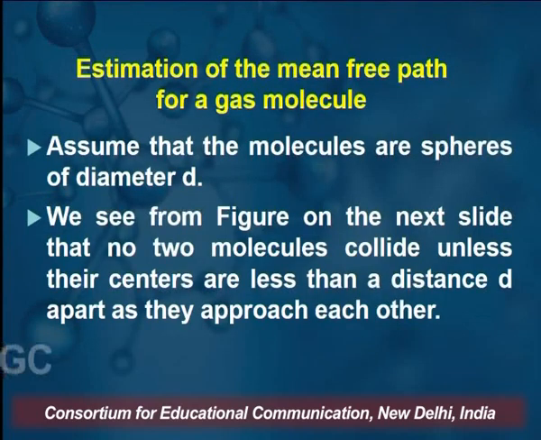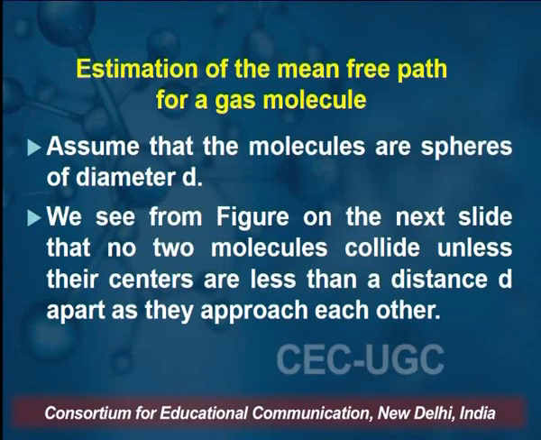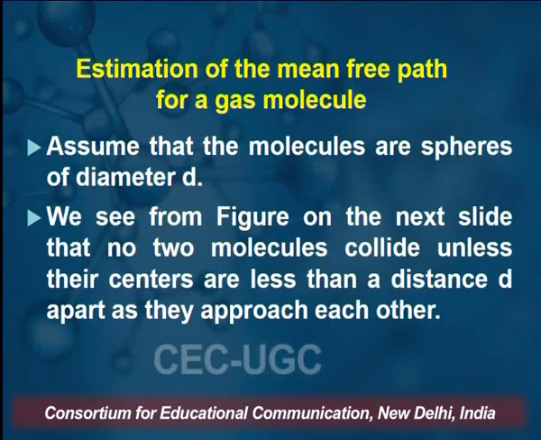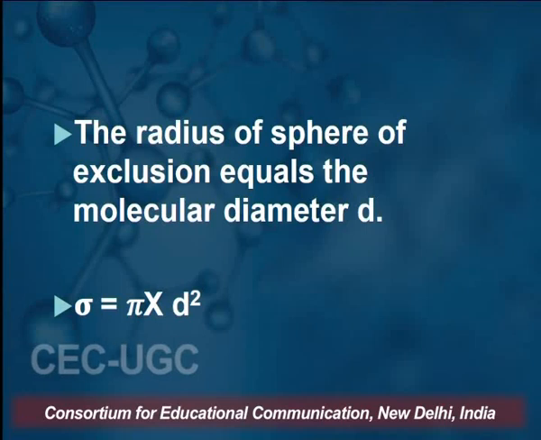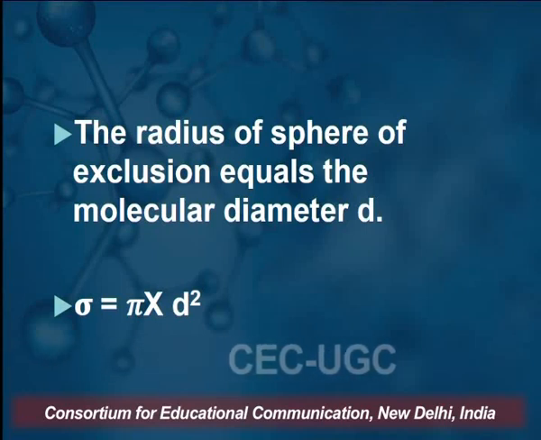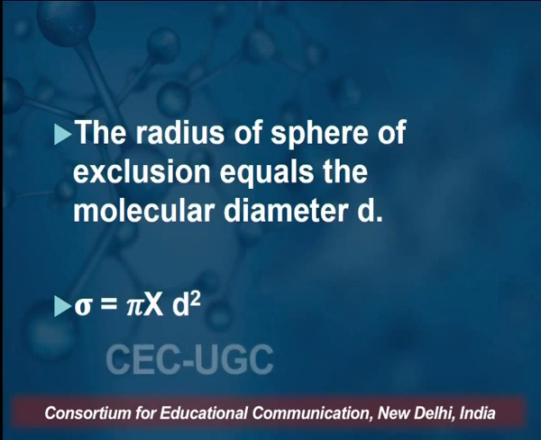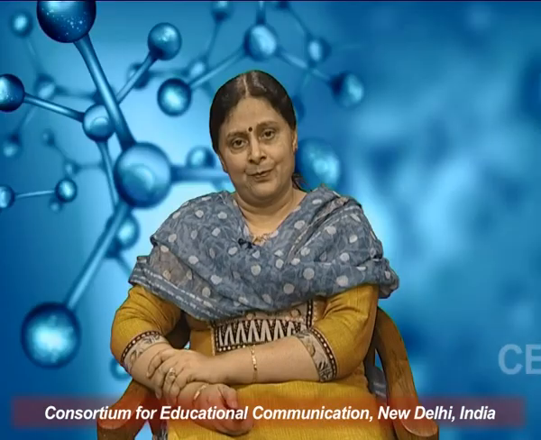Let us assume that the molecules are spheres of diameter d. We will see on the figure on the next slide that no two molecules can collide unless their centers are less than a distance d apart as they approach each other. The radius of the sphere of exclusion, which is represented by the dotted sphere, equals the molecular diameter d. So, sigma is equal to pi into d square. d is the diameter.